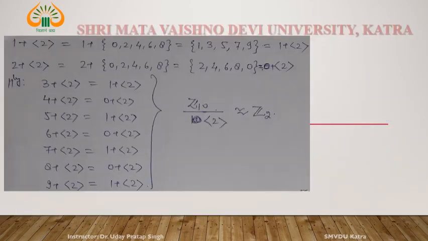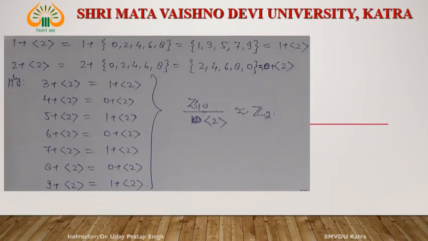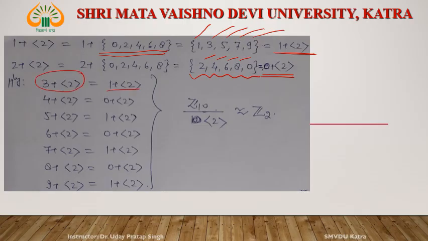Okay. Now, what is 1 plus the subgroup generated by 2? This is 1 plus 0 is 1, 1 plus 2 is 3, 1 plus 4 is 5, 1 plus 6 is 7, 1 plus 8 is 9. Okay. Now 2 plus the subgroup: 2 plus 0 is 2, 2 plus 2 is 4, 2 plus 4 is 6, 2 plus 6 is 8, and 2 plus 8 modulo 10 is 0. This is nothing but 0 plus the subgroup. Similarly, 3 plus the subgroup can be written as 1 plus the subgroup. You can solve it and find that this is nothing but 1 plus the subgroup.